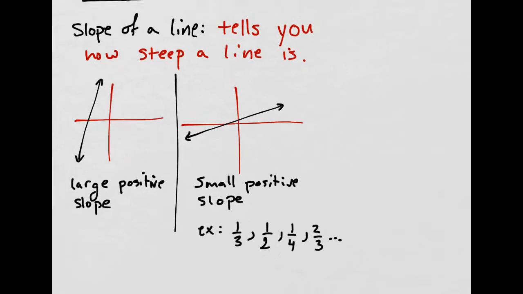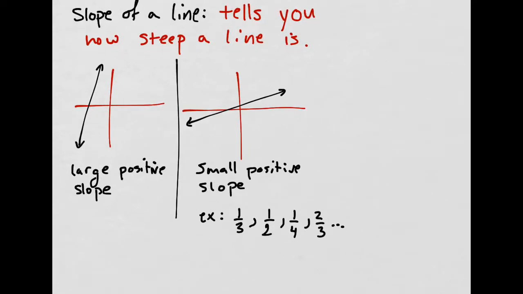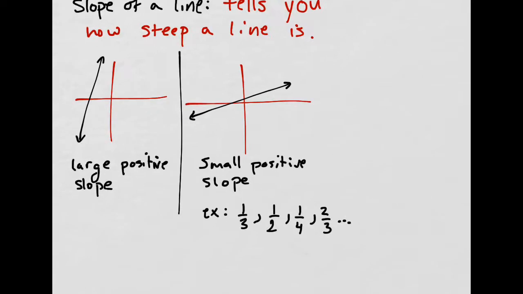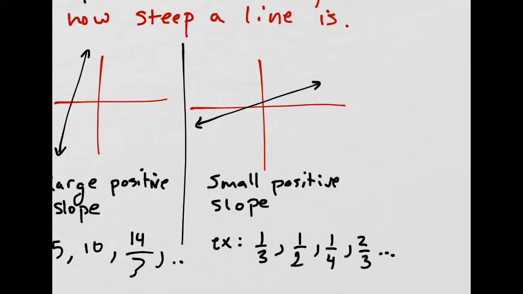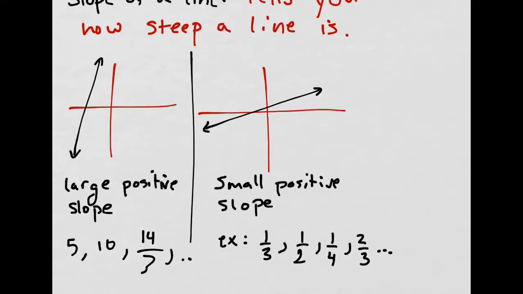An example of a small slope would be 1/3 or 1/2 or 2/3, some kind of fraction, or a 1, something that's very small. Large positive slopes are numbers like 5, 10, or 3. These are both positive because they're going upwards from left to right.